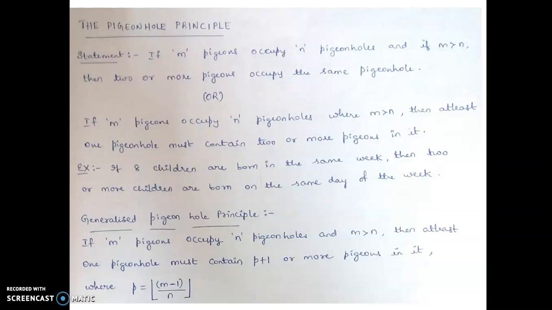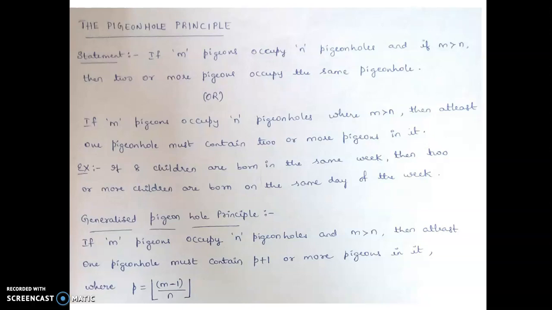So here the number of children is 8, and if you consider the week, the number of days in the week is 7. So on at least one day, two children might have been born. That is what he wants to convey here with this example.